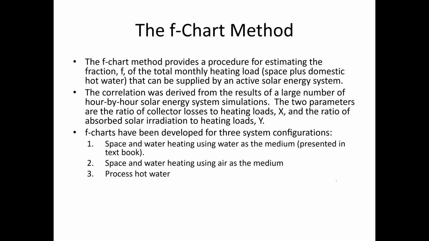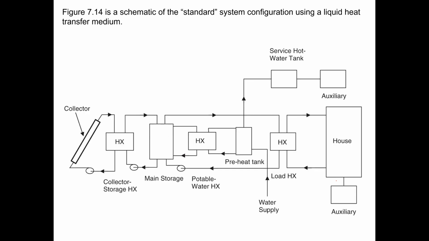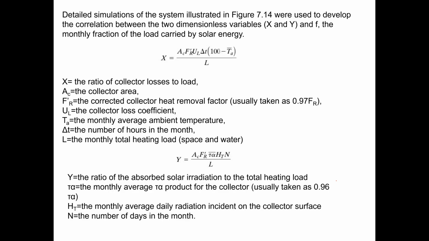So here's how it works. Here's a schematic of a quote-unquote standard system configuration using a liquid heat transfer medium. You have the collector, the collector storage heat exchanger, and a system that's set up to use the energy collected from the collector to use water to heat a house, along with some auxiliary systems to supplement what the solar collector can't do. To analyze this, we're going to use the F-chart method, and this is how it is detailed.